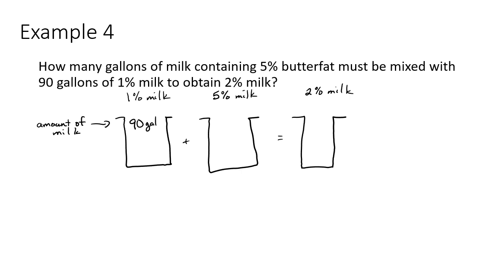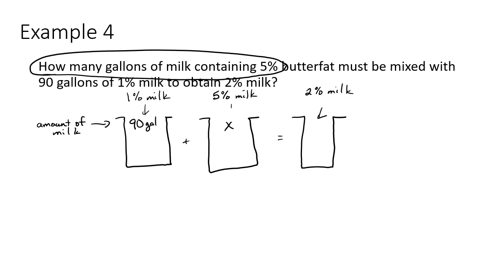For the amount of 5% milk, that's what we're asked to solve for in this case. How many gallons of 5% milk do we need? So that's actually where our x is going to be in this problem. And then for the 2% milk, it's always just the sum of the previous two, right? You're taking 90 gallons, you're adding x more gallons to it, so you're going to end up with 90 plus x gallons of milk when all is said and done.